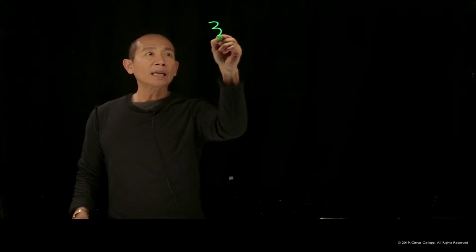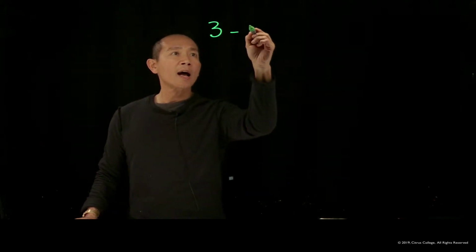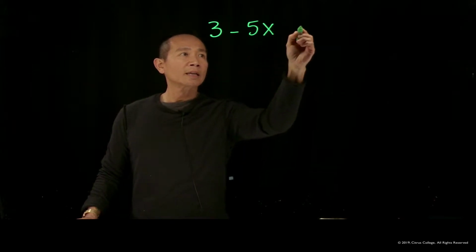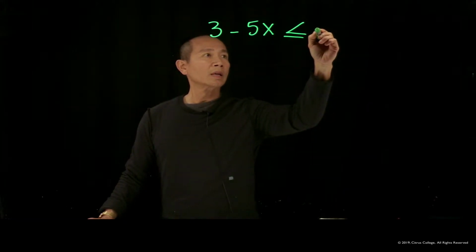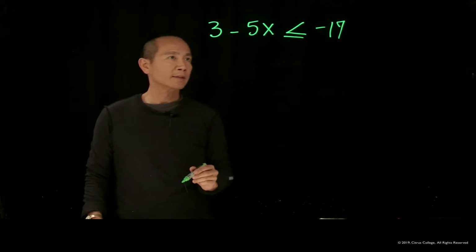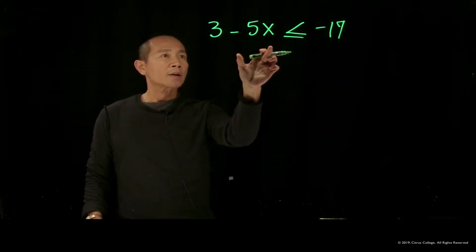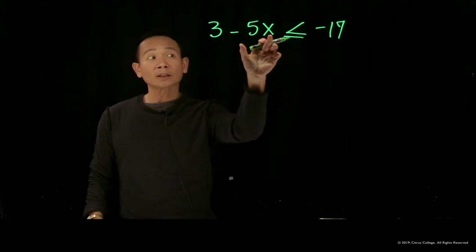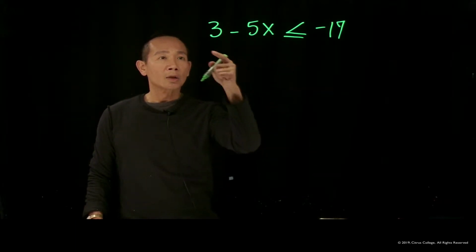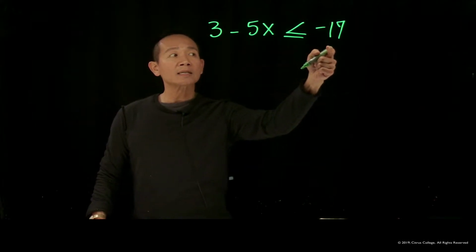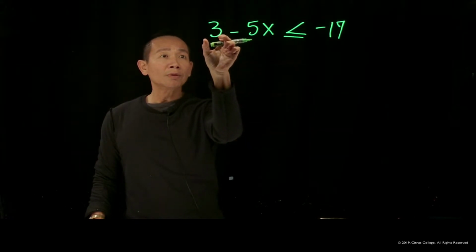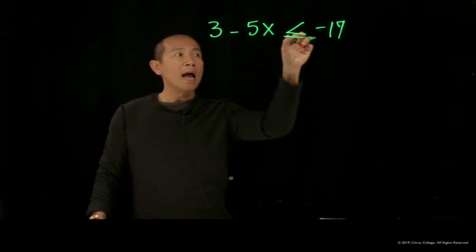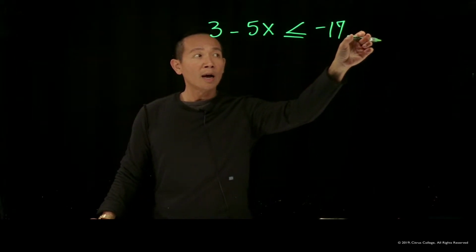For example, I have 3 minus 5x is less than or equal to negative 17. Now, if you want to solve for x, you have to isolate the negative 5x term. In order for you to do that, you want to subtract 3 on both sides of the inequality. Or, in other words, you can remove this number and put it over here on this side.